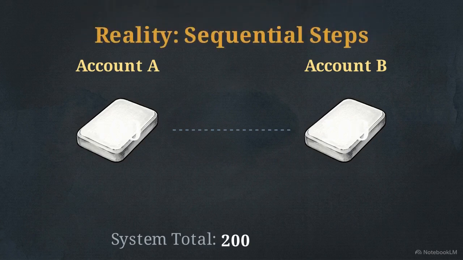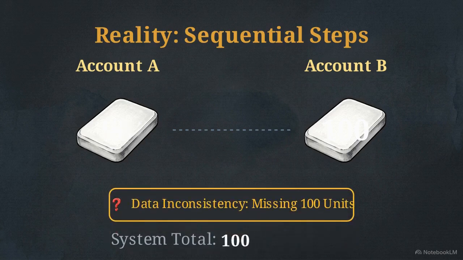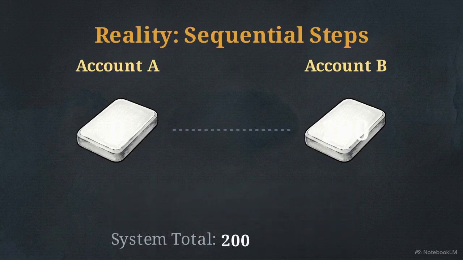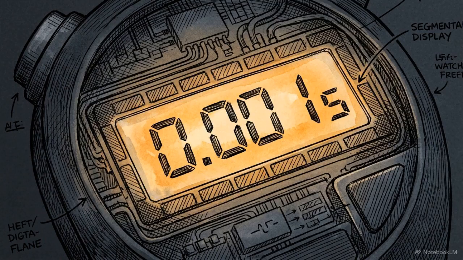Inside the machine, this action is broken down into distinct sequential steps. The processor must first subtract 100 from account A, pause, and then add 100 to account B. That micropause between actions is a point of failure.